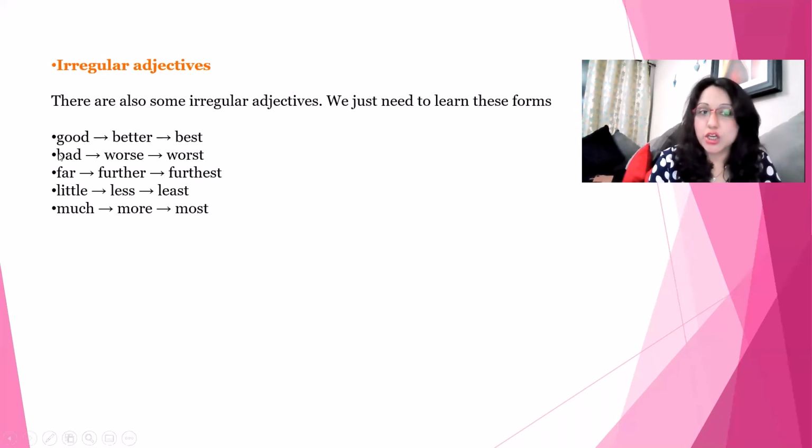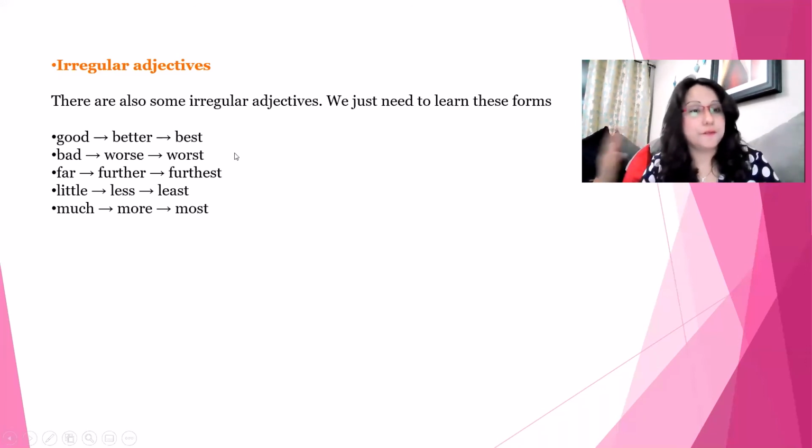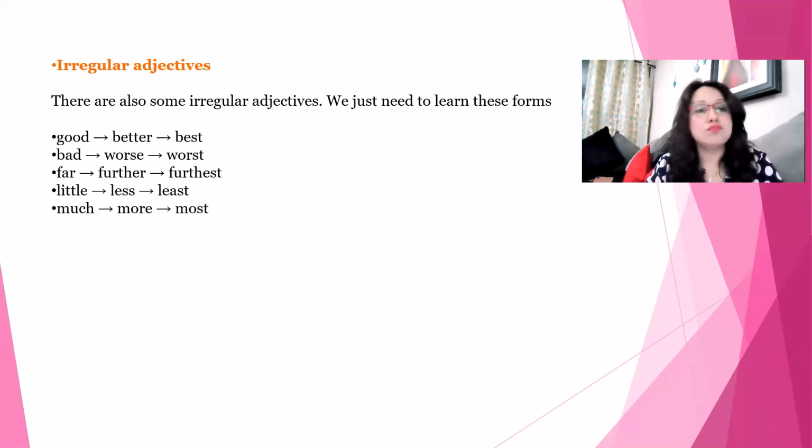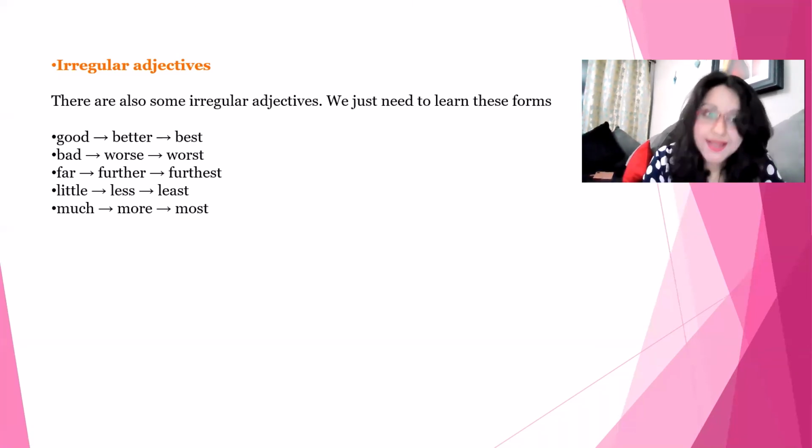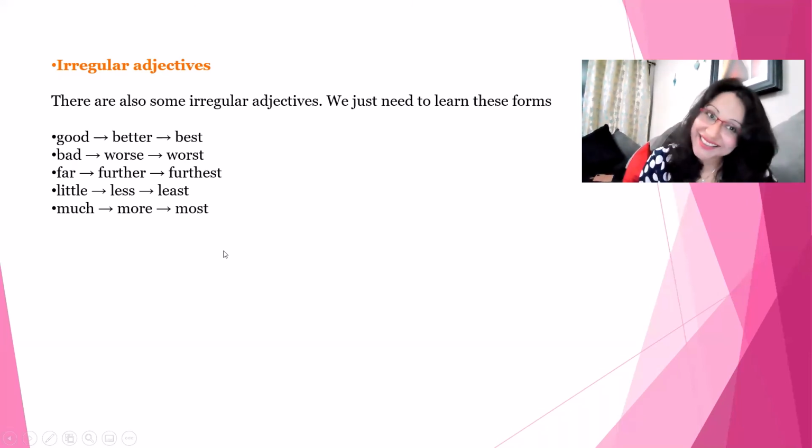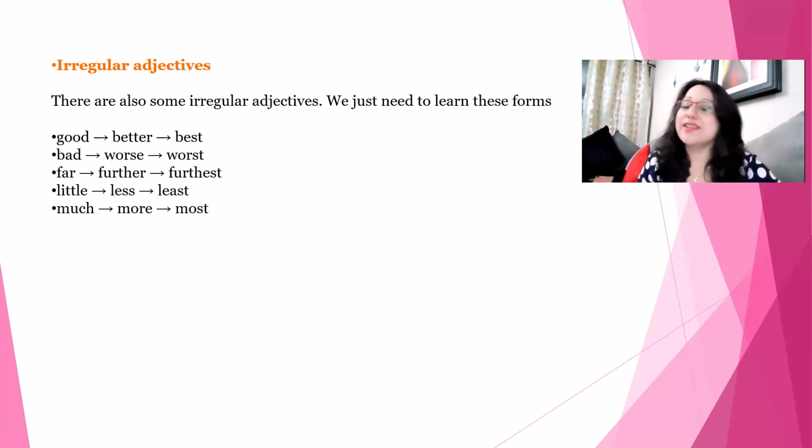So like here, good, better, best. Bad, worse, worst. Far, further, furthest. Little, less, least. Much, more, the most. Okay, so good, better, the best. Bad, worse, the worst. Far, further, the furthest. Little, less, the least. Much, more, the most. Okay, is that all right? So these are your irregular adjectives, which you just have to remember.